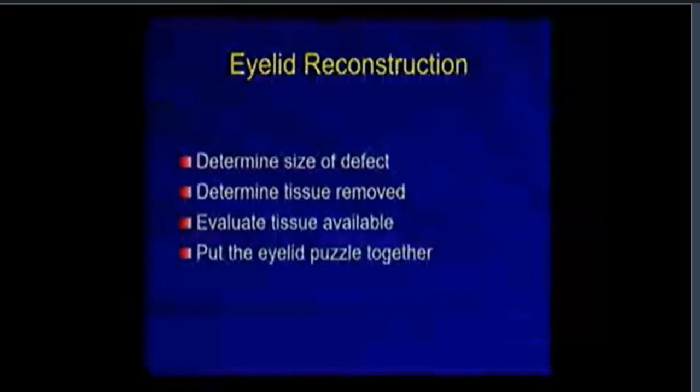Again, before going to reconstruction, you need to size the defect and also determine which tissue is involved. Is it the anterior lamella or the posterior lamella? And also, you need to evaluate the tissue available. If there is canaliculus involvement or levator muscle involvement, you need to know which tissue is missing and which tissue is available.